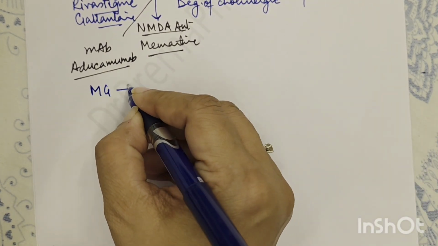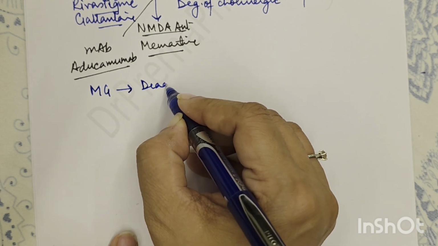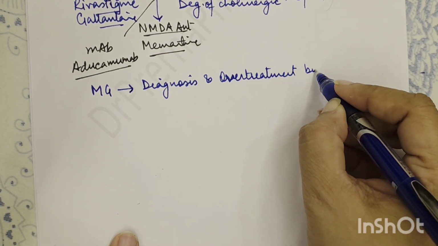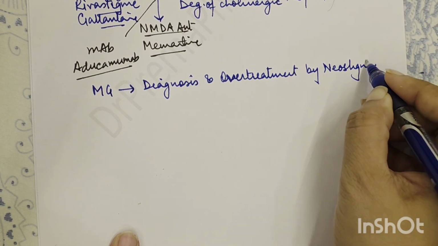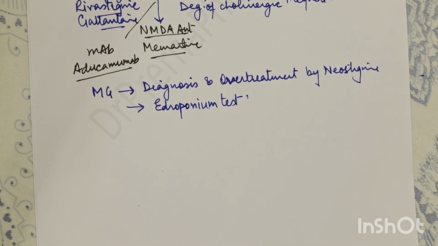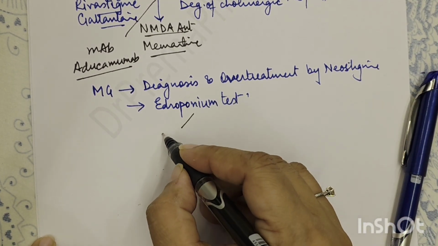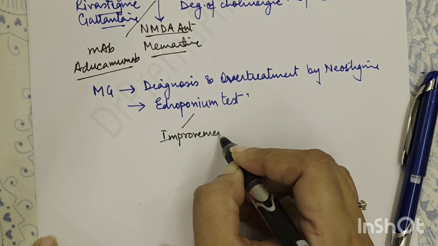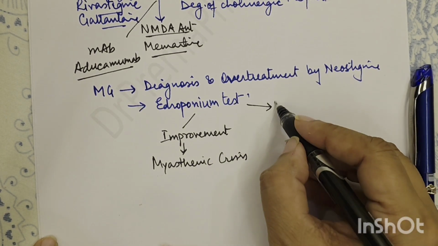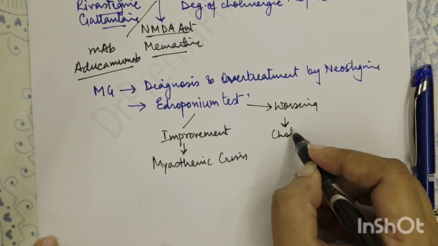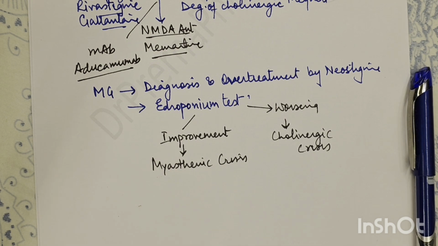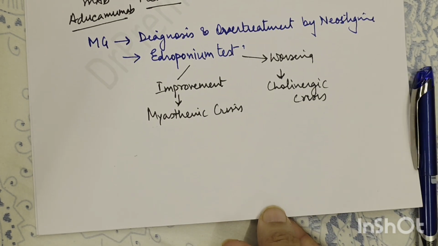I have to tell one detail about myasthenia gravis, that is, diagnosis and over-treatment by neostigmine. For that we have a test called the edrophonium test. If you give edrophonium to the patient and there is a benefit, that is, the muscle weakness improves, then it is myasthenia gravis or myasthenic crisis. But if there is worsening with edrophonium, then it is cholinergic crisis. That means there is an overuse of neostigmine, an overuse of anticholinesterase, and that is causing the muscle weakness. This is something which happens paradoxically.